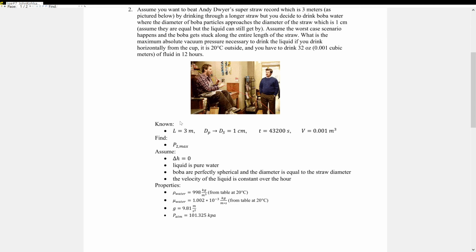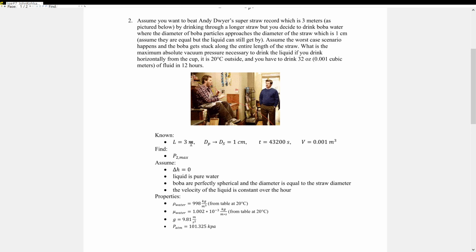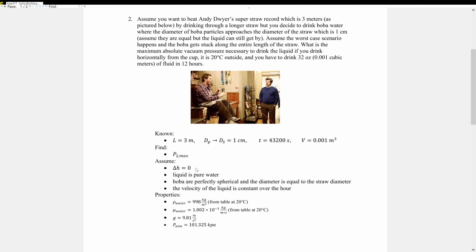And so we're given a little bit of the problem. We're given the length of the straw that is necessary to break the record. We're given the diameter, which is actually equal for both the straw and the particle. We're given the time necessary, and the volume necessary to drink. We're told to find the pressure of the mouth, or essentially the pressure you need to create in order to drink from this straw. We're told that the height change will be 0 since you're drinking horizontally.